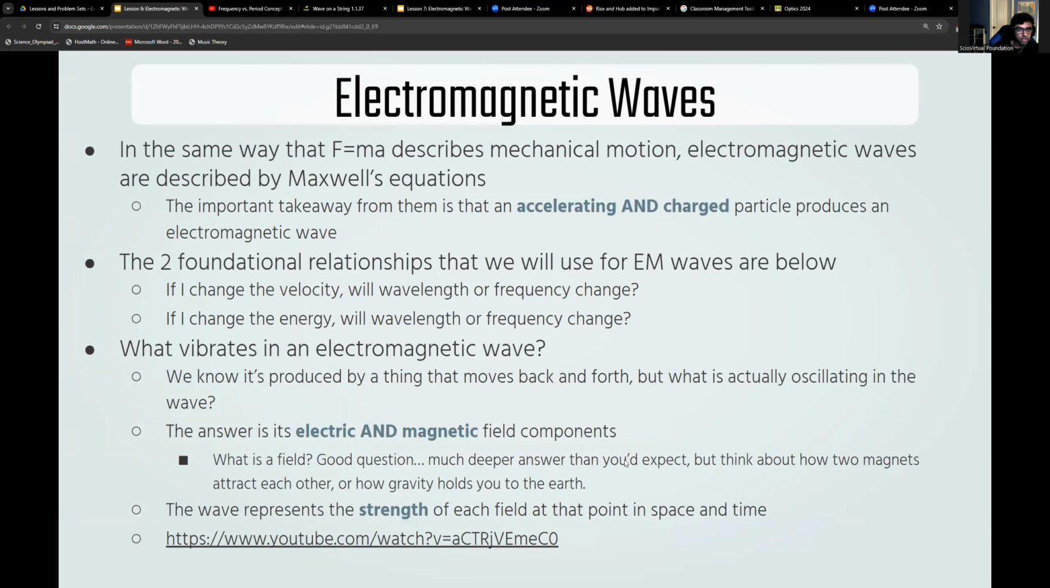So what's actually vibrating in an electromagnetic wave? It's a wave, so there's an oscillation underlying it. It's produced by a thing that's moving back and forth. Electromagnetic waves are produced by accelerating charged particles. But what's actually oscillating is the electric and magnetic field components of our wave. So an electromagnetic wave is made of two components. You have an electric wave component, and remember there are individual points that are going back and forth. This electric field right here is basically like a force field.